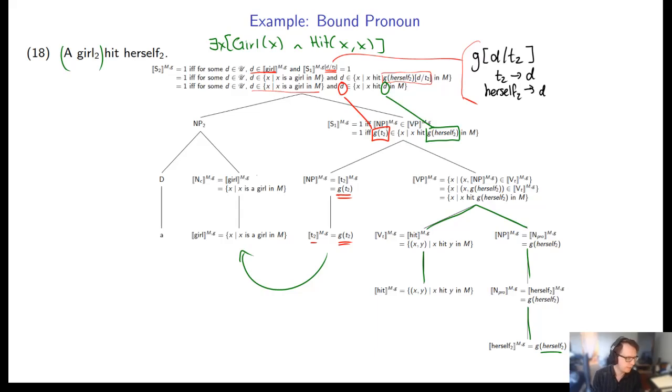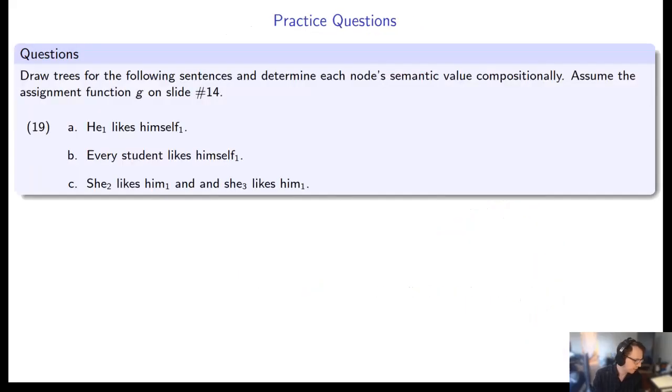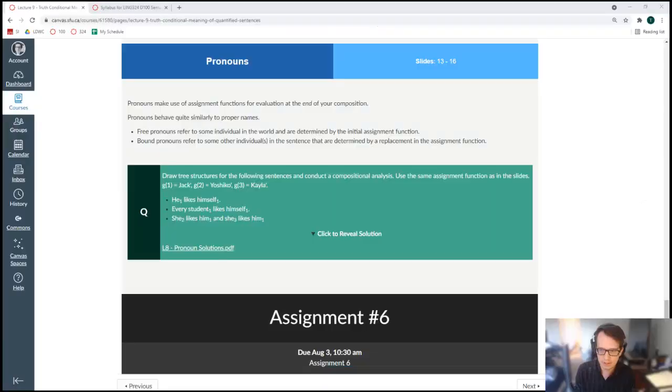Okay, so because these take quite a bit of time to draw out, I do have some practice exercises here. And I also have them on the lecture page on Canvas. So these are the same ones. And there is a solution guide to these. So he one likes himself, every student likes himself, and she two likes him and she three likes him, where she two and she three are different. And I give the same assignment functions.